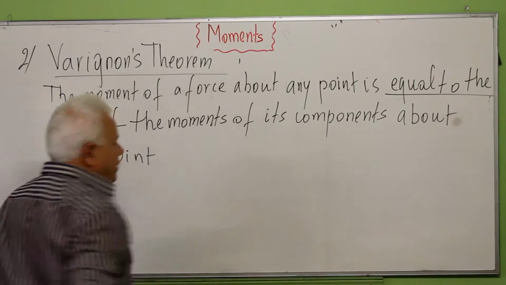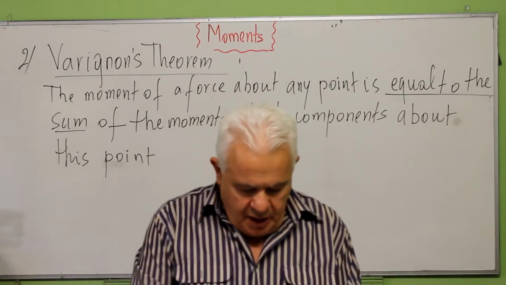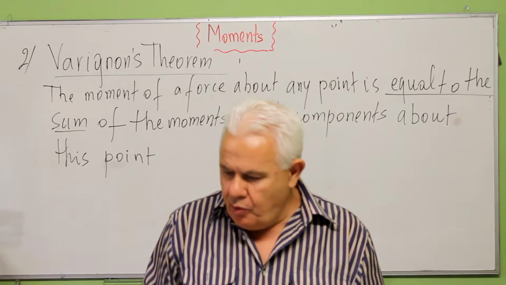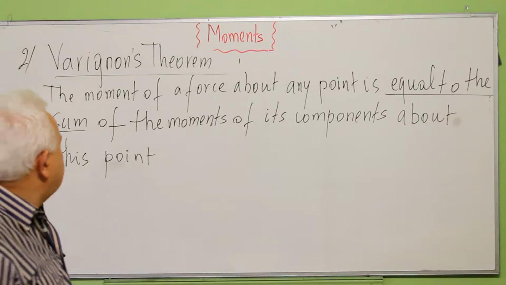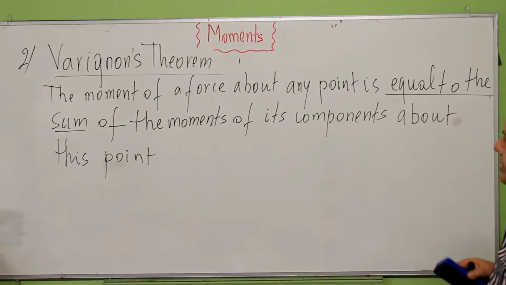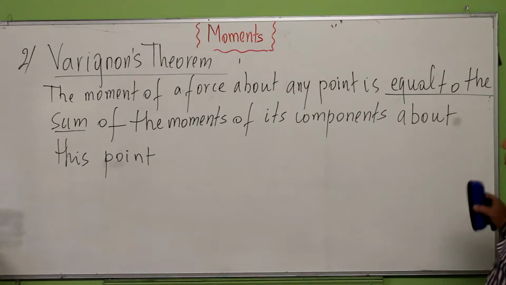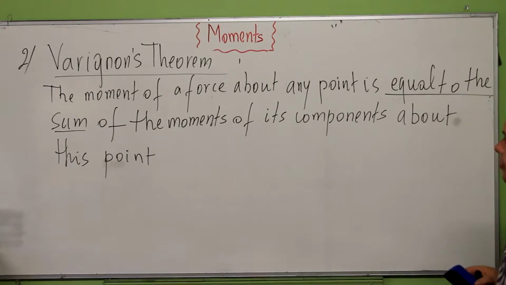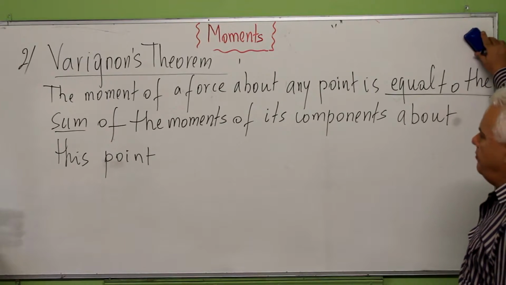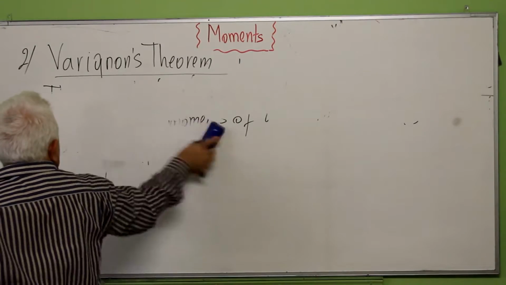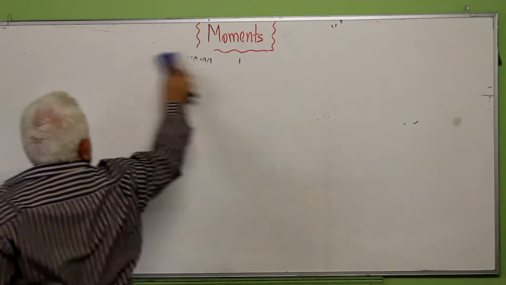Varignon's theorem. And to illustrate this, I will choose a simple example. The moment of a force about any point is equal to the sum of the moments of its components about this point. So we have to find the components of the force and try to find the moment about the point. Let's look at this example.